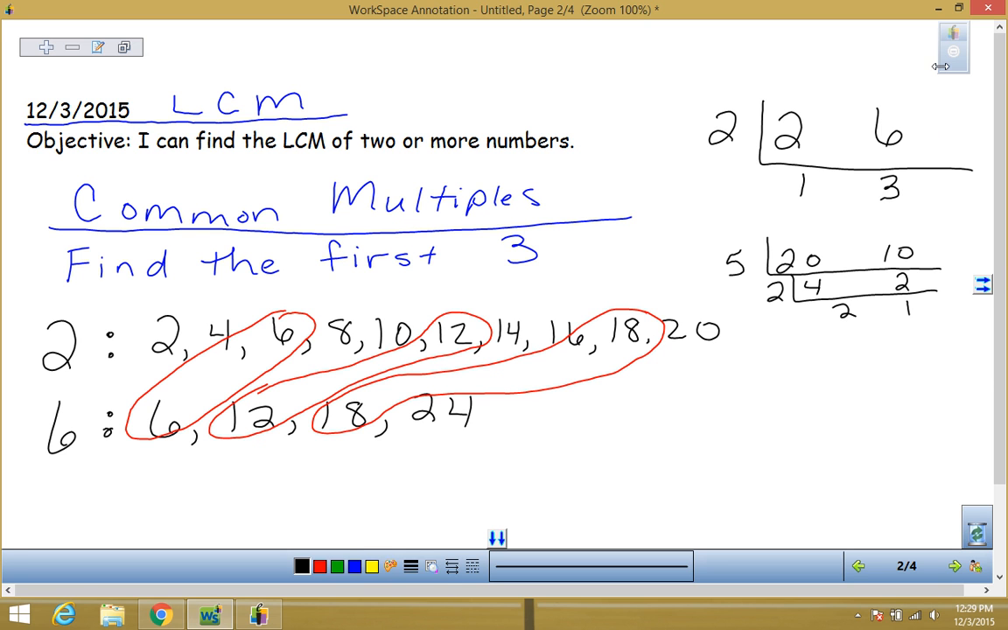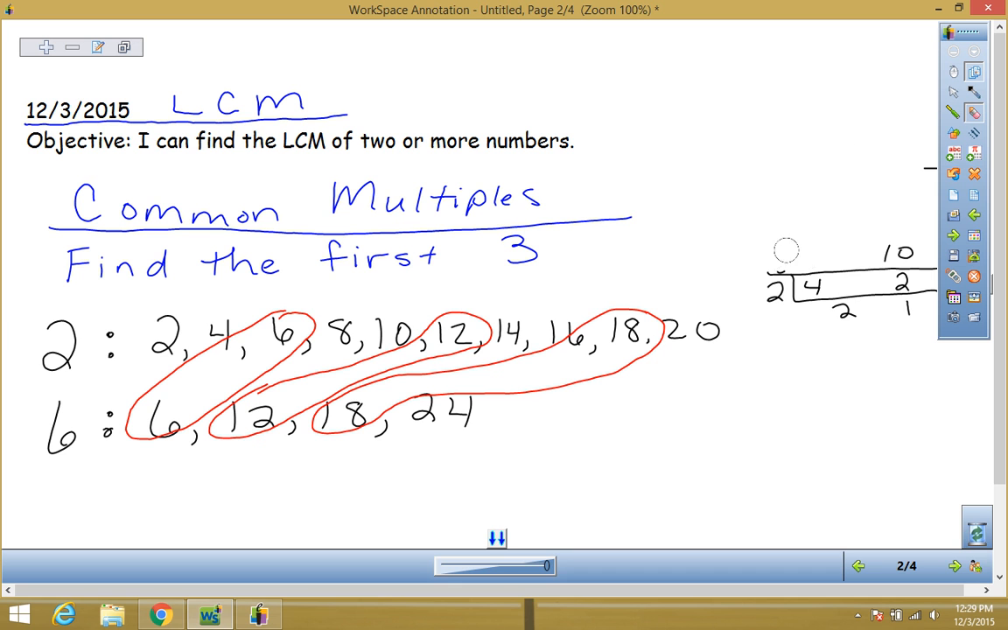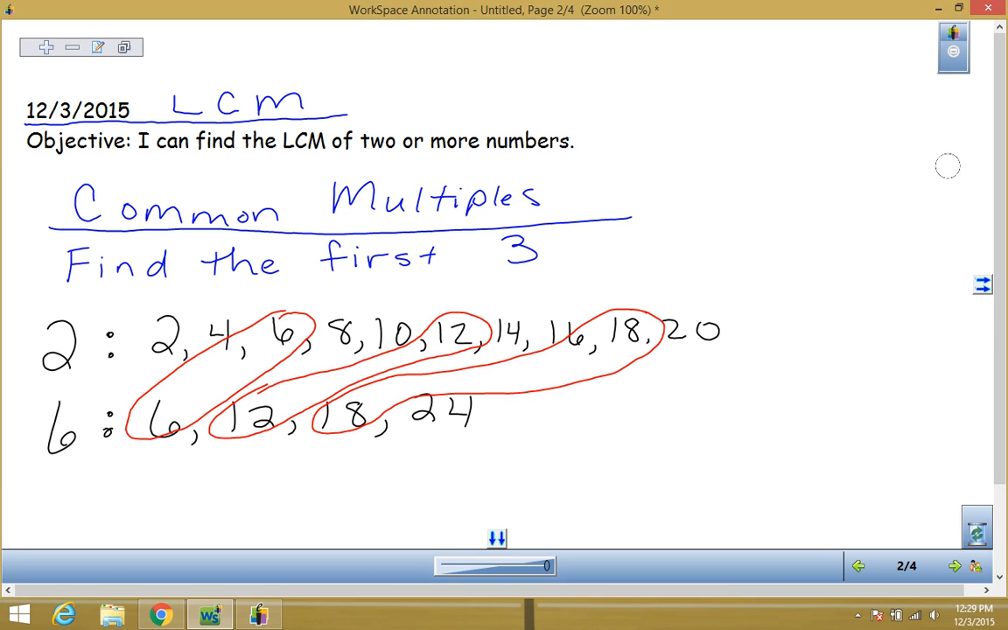Alright, let's do a couple more and then we're going to look at listing the least common multiple. And I'm going to keep it on this page.